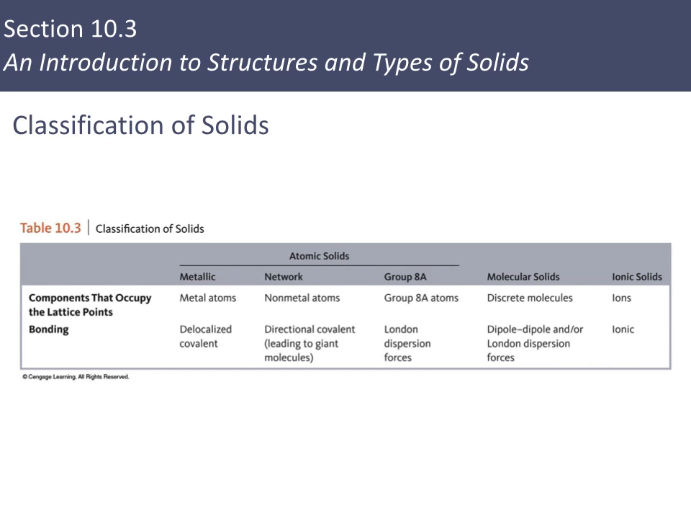This is a chart of the classification of solids. You can have atomic, molecular, ionic. Atomic solids are further broken down into metallic, network, and group 8A. And atomic solids are differentiated by the types of bonding that occurs within them. This chart is something that you will need to know, so I would spend some time with it.